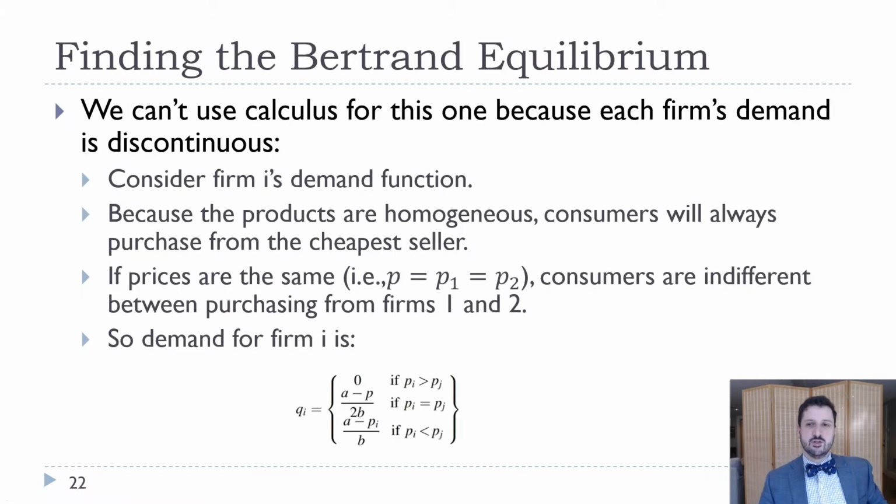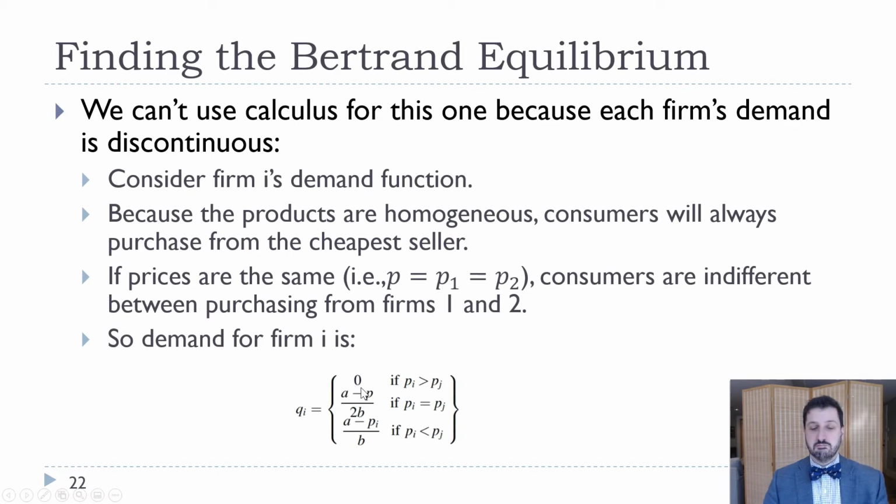So, as I said, we can't use calculus because each firm's demand is discontinuous, and this really flows from the idea that we have products that are homogeneous and consumers that always know the two prices. So if I'm choosing between two identical products and one is cheaper than the other, I'm going to buy the cheaper one, right? Because they're identical. So that means that if our prices are the same, we're going to split the market. But if my price is higher than yours, you're going to take the entire market. And if my price is lower than yours, I'm going to take the entire market. And so our demand is discontinuous.